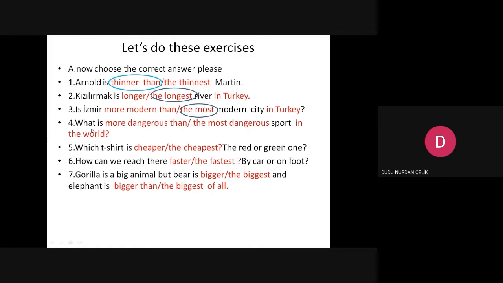Look at the fourth question. It's also another question. What is more dangerous than or the most dangerous sport in the world? Look, in the world. We're talking about the world and we're talking about the sports in the world and asking what is the most dangerous sport in the world.